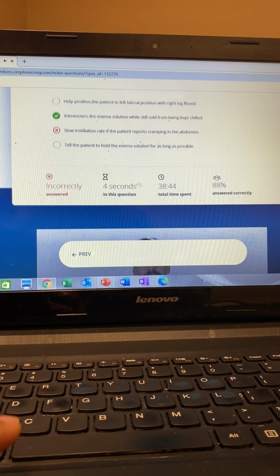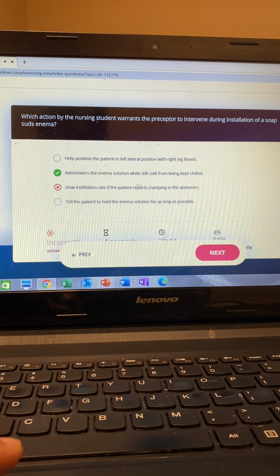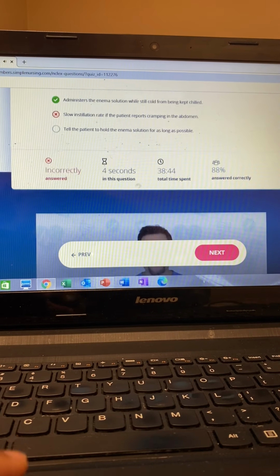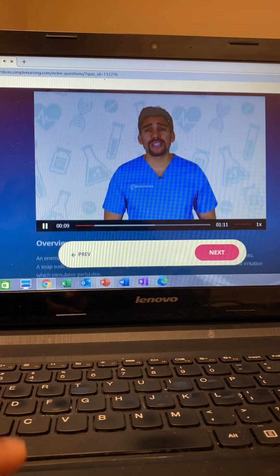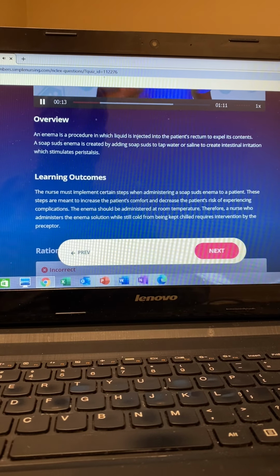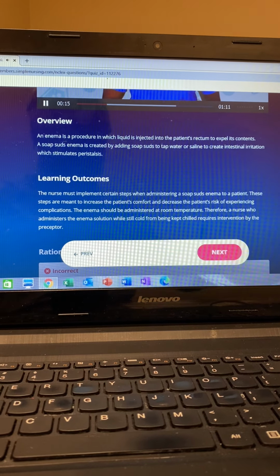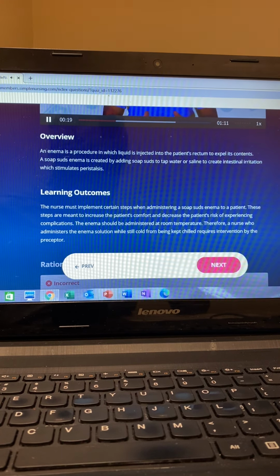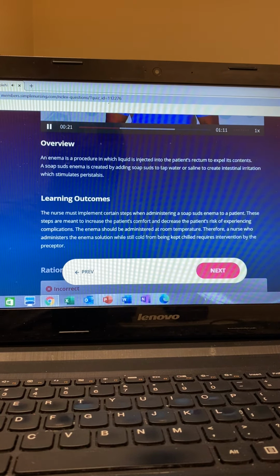Now, using our 3 steps, let's break this down. This question is asking for the incorrect action for the key problem, that nursing student that's administering a soap suds enema. So the first thing we're thinking before we even look at the options are safety, comfort, and privacy. So the solution we're looking for is the improper technique with this procedure.